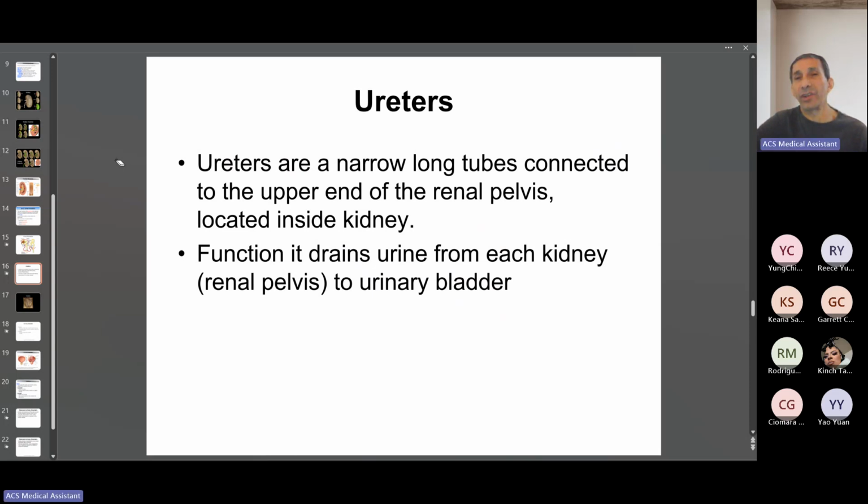So now we have the ureters. Remember, the ureters are these tubes that drain the urine from the kidneys to the urinary bladder. That's it. Function: it drains urine from each kidney, from the renal pelvis, to the urinary bladder. That is the definition of the ureters, these tubes. And what is the function? They collect the urine that is formed within the kidneys, and then they drain it all the way down to the urinary bladder.